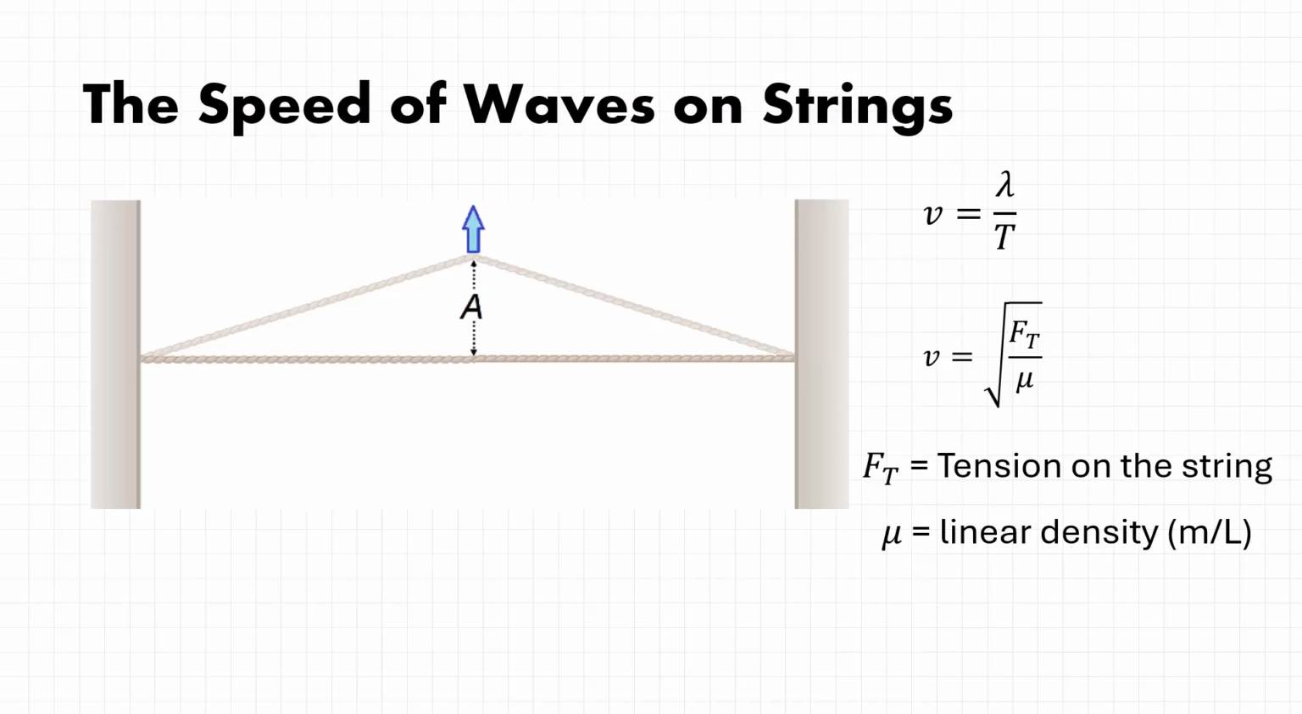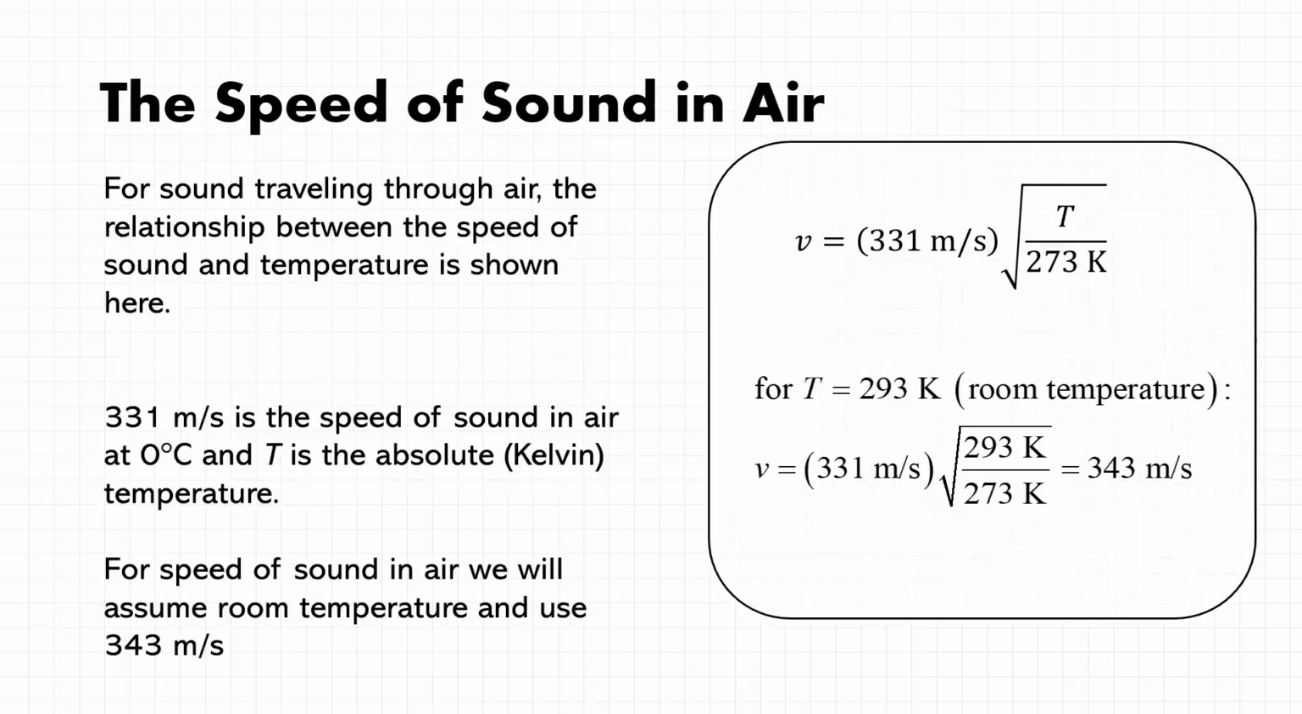So we can calculate the speed of waves on a string by looking at the tension on the string and the linear density of the string. And we can also calculate the speed of sound in air, right? For sound traveling through air, it is temperature dependent, because we need to understand the rate at which the particles in the air can carry the energy. But for the most part, for this class, we're going to assume that everything is room temperature, so the speed of sound in air is always going to be 343 meters per second.